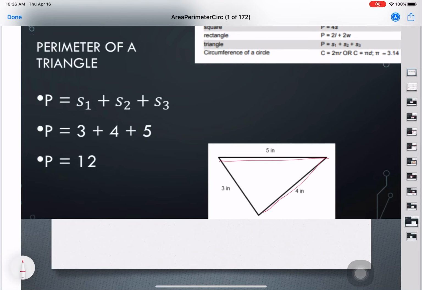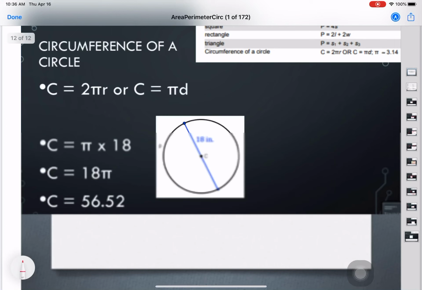That one's really, really easy. I don't even know why they do that one, but you just think, perimeter is the outside of something, so it's just one of the sides plus another side plus another side. That's all it is. And then finally, circumference of a circle.